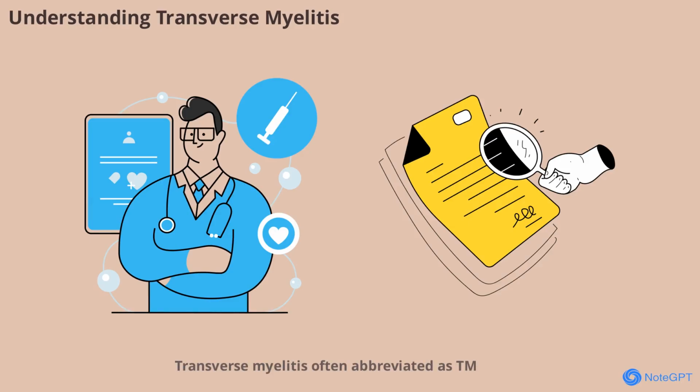Transverse myelitis, often abbreviated as TM, is a serious inflammatory condition that targets the spinal cord. This disorder can lead to a sudden onset of neurological problems, affecting movement, sensation, and even basic bodily functions like bladder control. The causes of TM are diverse, ranging from infections and autoimmune diseases to cases where the origin remains unknown.